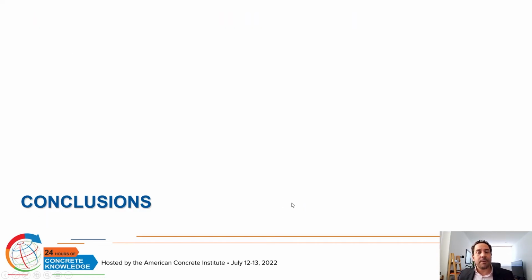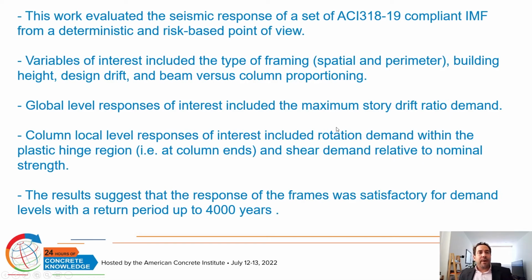So the conclusions: this work evaluated the seismic response of a set of ACI 318-19 compliant intermediate moment frames from a deterministic and risk-based point of view. The variables of interest included the type of framing, the building height, design drift, and beam versus column proportioning. The global level of response of interest included the maximum story drift ratio demand, and the column local level of response of interest included the rotation and the shear demand.